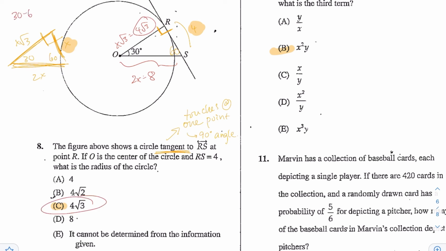So again, this is a 30, 60, 90 special right triangle. That is one of the specialized right triangles that helps you out.